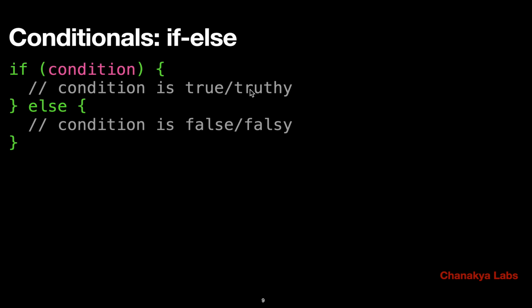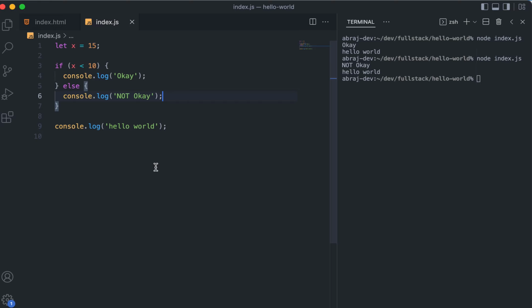Now we already know what is truthy and falsy. We know that zero, null, undefined, the empty string, and NaN are falsy, and other things are truthy. Okay, so let's take an example. Let's say x is equal to 0, and rather than a condition I am simply using x. Okay, so what is going to happen?